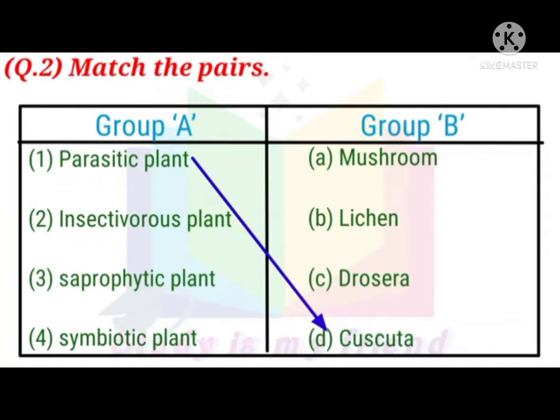Answer: 1. Parasitic plant - D. Cuscuta. 2. Insectivorous plant - C. Drosera. 3. Saprophytic plant - A. Mushroom. 4. Symbiotic plant - B. Lichen.